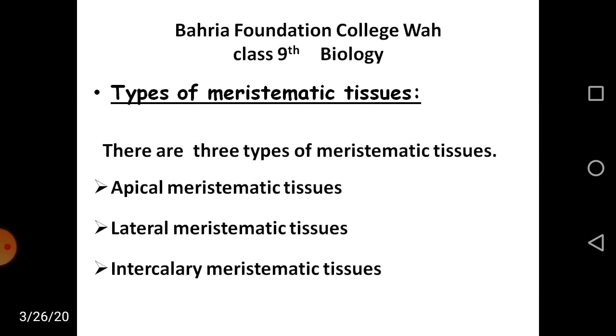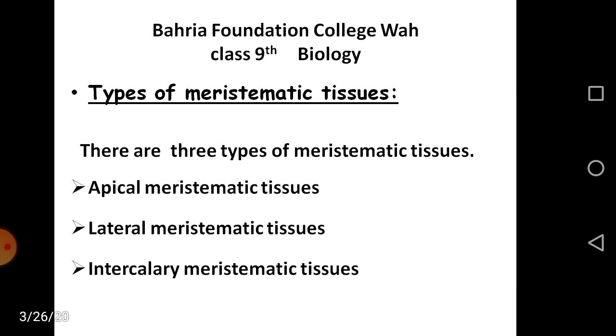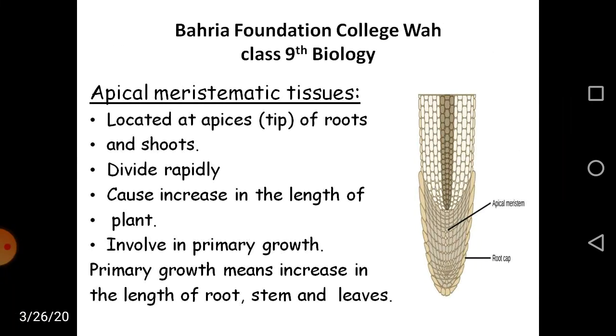These are the types of meristematic tissues. In the plant body, there are three types of meristems or meristematic tissues: apical meristematic tissue, lateral meristematic tissue, and intercalary meristematic tissue. First of all, apical meristematic tissue. As the name indicates, this meristem is present on the tips of roots and shoots. And as they are meristematic tissues, they divide rapidly.